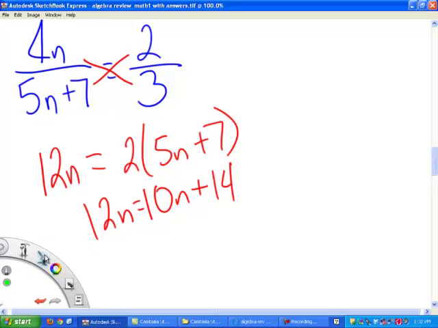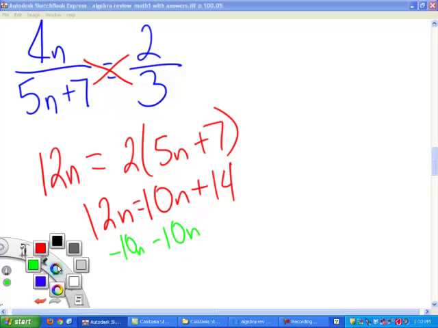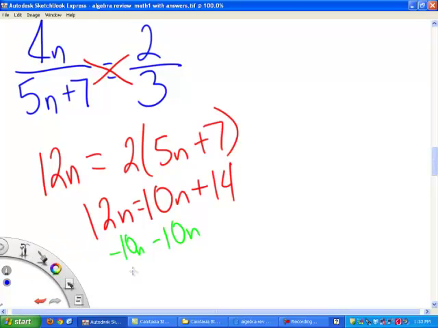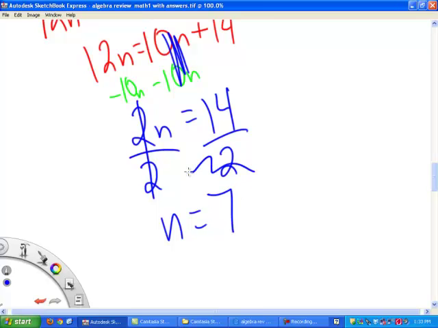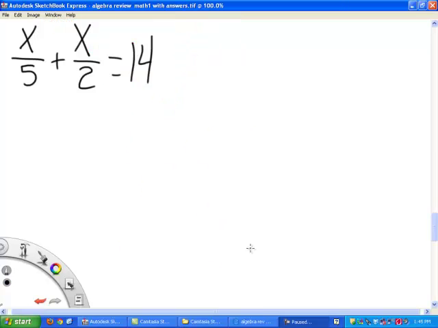So I'm going to subtract 10n from both sides. And when I do that, we're going to get 12n minus 10n is 2n equals, this cancels out, 14. Then 14 divided by 2. So I'm going to divide both sides by 2, and n equals 7.